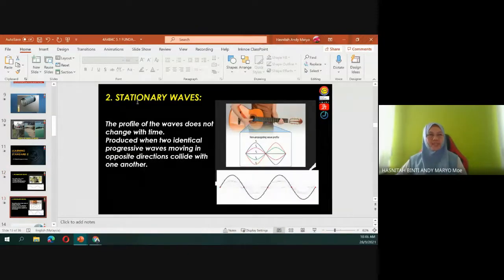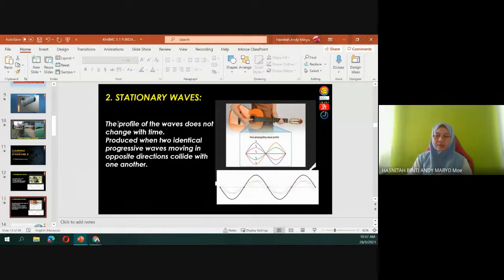Second type, we have stationary wave. Stationary wave refers to a wave where the profile of the wave does not change with time. So you write the definition: the profile of the wave does not change with time, which means this kind of wave does not propagate with time. Profile means the appearance of the wave. You can see the crest, you can see the trough there.